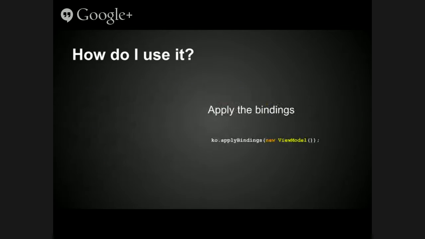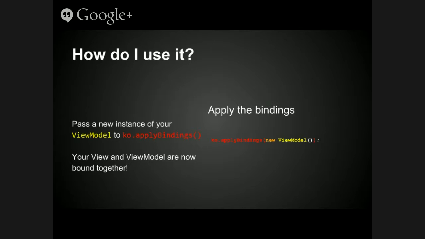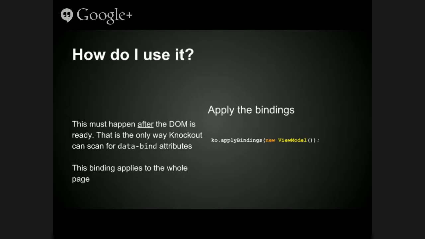The last part is ko.applyBindings. This is where your view and your view model get tied together. By passing a new instance of your view model to the applyBindings function, Knockout will go through, parse your data binds, and wire everything up for you. And everything is bound together. This has to happen after the DOM is ready. That's the only way that Knockout can go through, scan all of the data bind attributes, and then apply those bindings to the whole page. So like a lot of the jQuery stuff that you might do, you have to wait until the DOM is ready before you can actually call this.